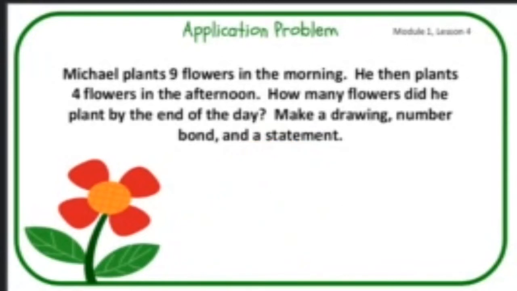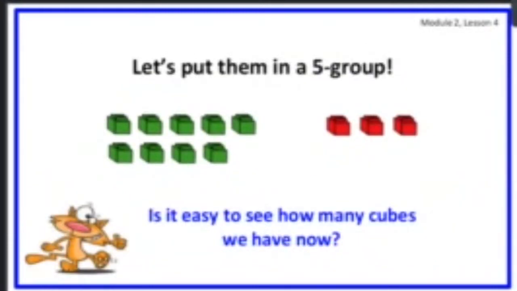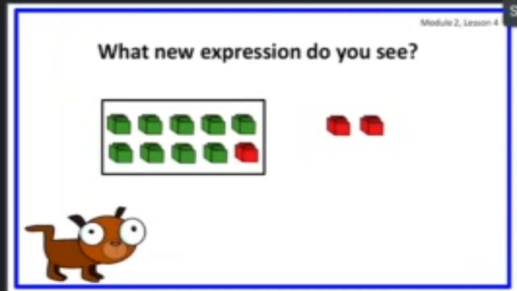Alright, now moving on. Maria has 9 green cubes. Tony has 3 red cubes. How many cubes do Maria and Tony have? Can you see that? What will I do? I will put them in 5 groups. Now it is easy to see how many cubes we have. So I will move 1 red cube to my 9 green cubes just to make 10. Yes, so what do I have now? 10 and 2.